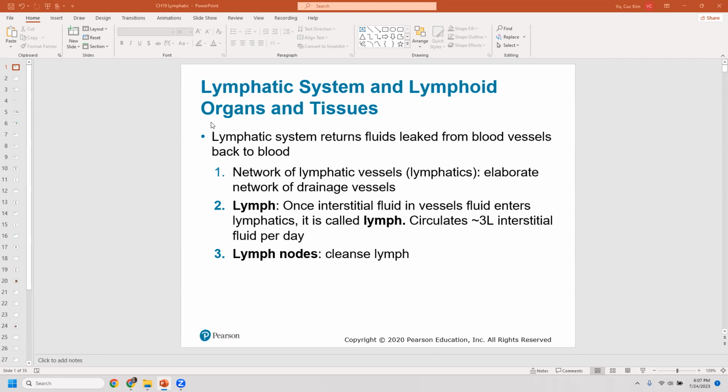And then connected to the lymph vessels, you'll find the lymph nodes, and they're responsible for cleaning the lymph fluid. Does anyone know how they're able to do that? What kind of characteristics would the lymph nodes have that allow them to clean?